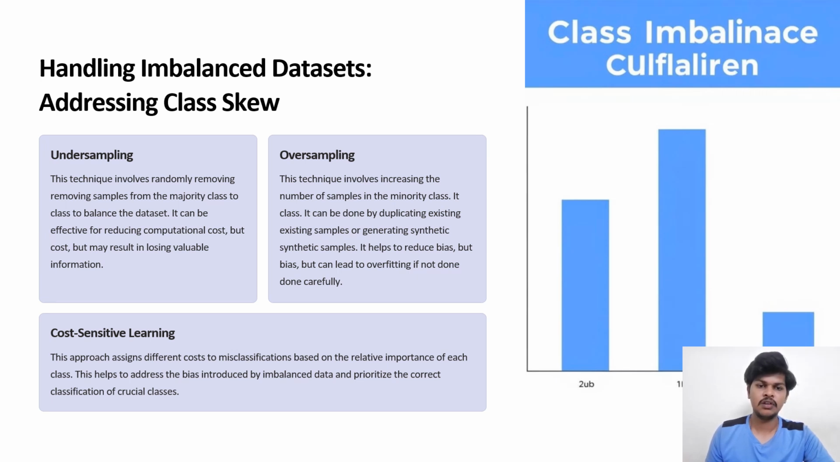Oversampling. This technique involves increasing the number of samples in the minority class. It can be done by duplicating existing samples or generating synthetic samples. It helps to reduce bias but can lead to overfitting if not done carefully. Cost-sensitive learning. This approach assigns different costs for misclassification based on the relative importance of each class. This helps to address the bias introduced by imbalanced data and prioritize the correct classification of crucial classes.